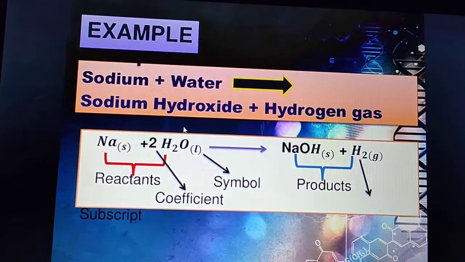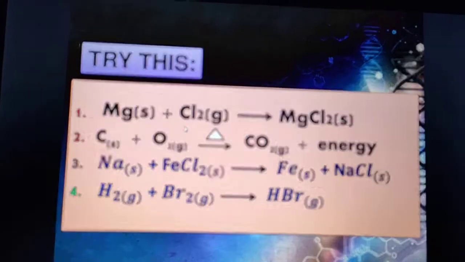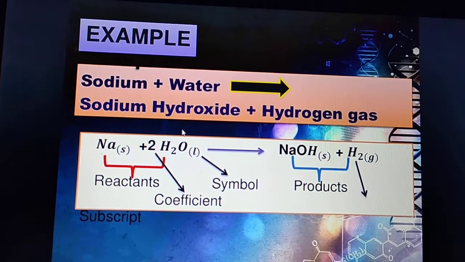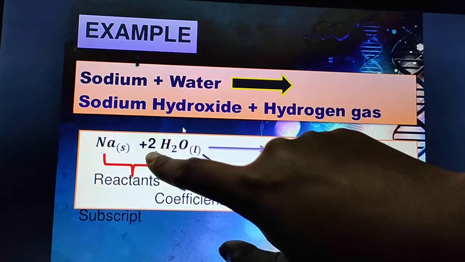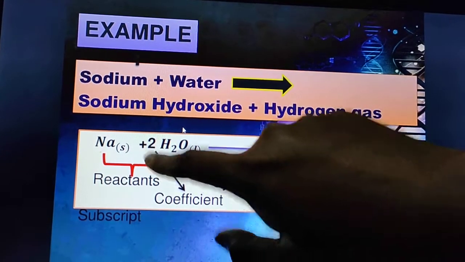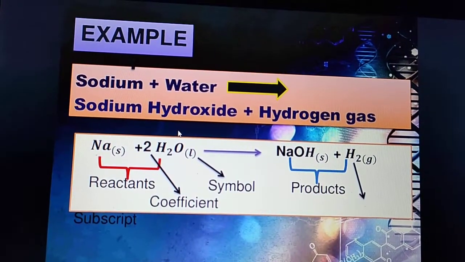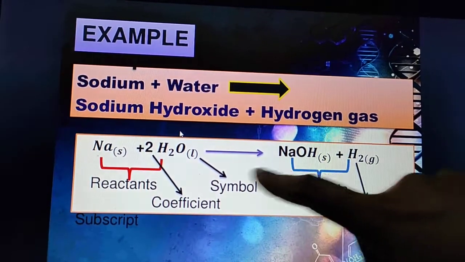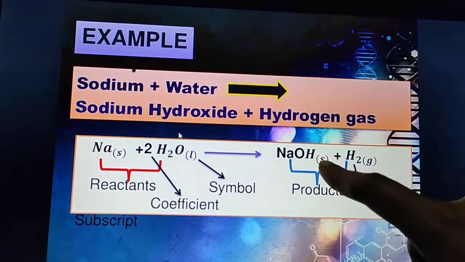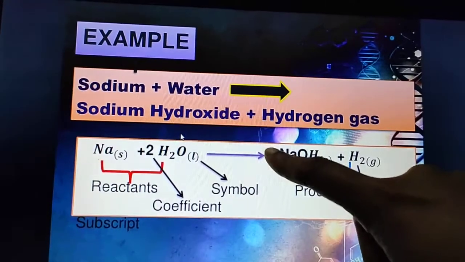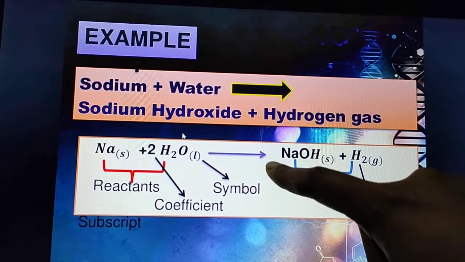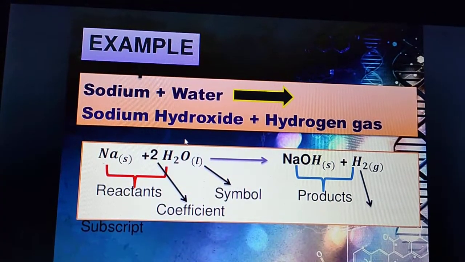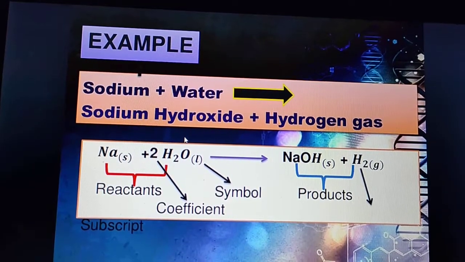Now we have to balance this equation. How we will balance this one? By adding coefficient 2 here. Now you can see the equation is balanced. You see Na 1, hydrogen 2 2s are 4. So here also you have to add 2 NaOH, and here 2 Na. So 2 Na plus 2 H2O gives out 2 NaOH plus H2.